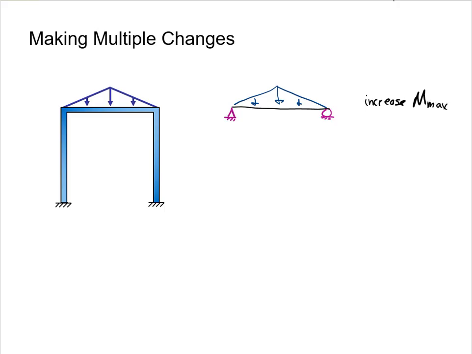But we still have the loading to deal with. If we replace the triangular distributed load with an equivalent uniform distributed load, we've taken some of the load from the middle and moved it out to the ends of the beam. Moving some load toward the supports results in a decreased peak moment.